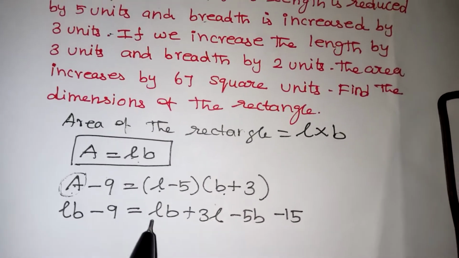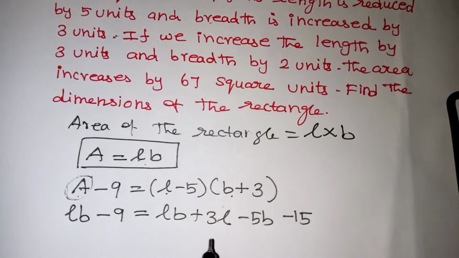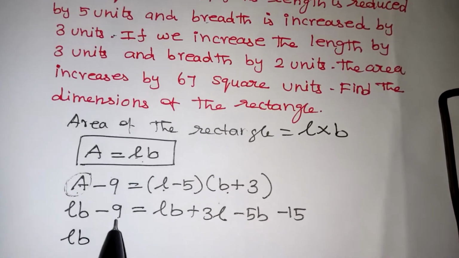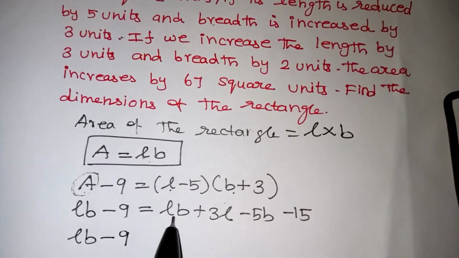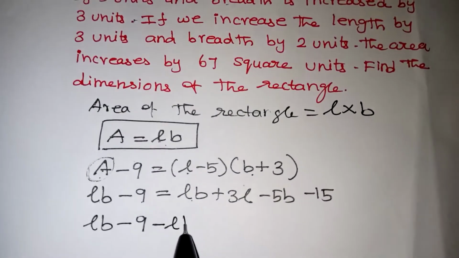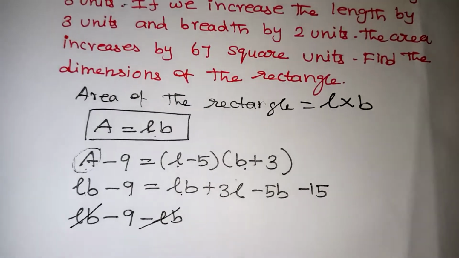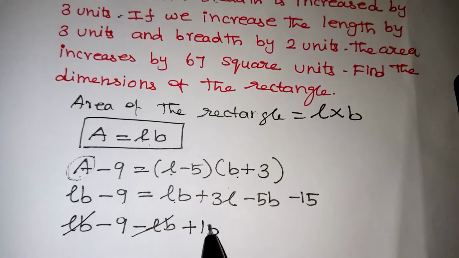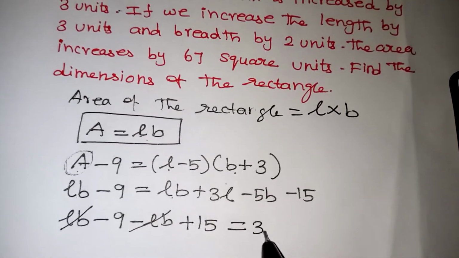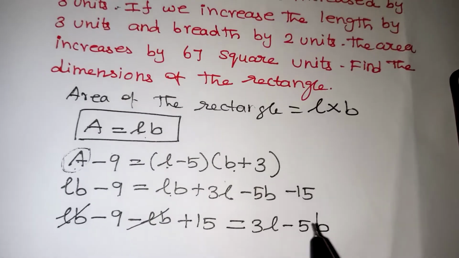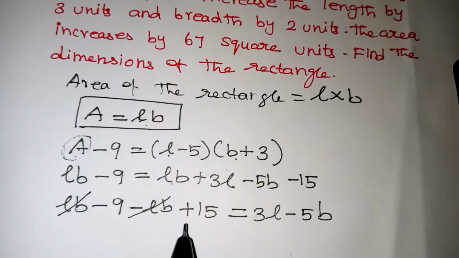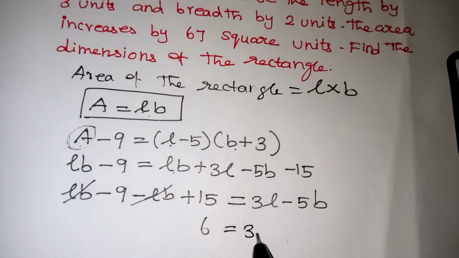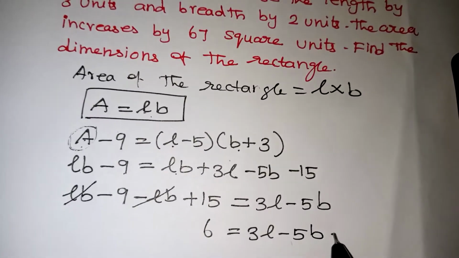Bring this LB to one side, remaining terms to the other side. Here already we have LB minus 9. This plus LB I am bringing to this side as minus LB. Why? Because this will get cancelled. This minus 15, if you take it to this side, will become plus 15, which is equal to the remaining terms 3L minus 5B. So here minus 9 plus 15 we are getting. Minus 9 plus 15 is 6. 6 is equal to 3L minus 5B. This is our first equation.